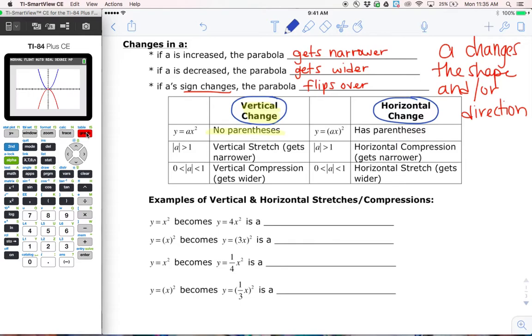So let's go through here. Let's see. If y equals x squared becomes 4x squared, well that's a vertical change because there's no parentheses. Now, it's a vertical stretch or compression. We'll talk about that in a minute. Here's another one. This is a vertical change because there's no parentheses, right? Look at this has parentheses, this doesn't. We're looking for no parentheses.